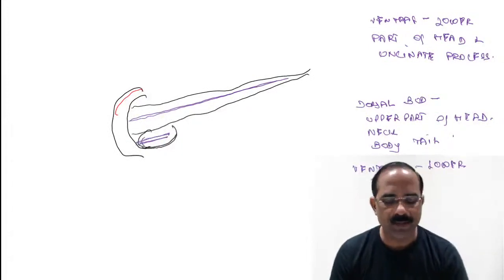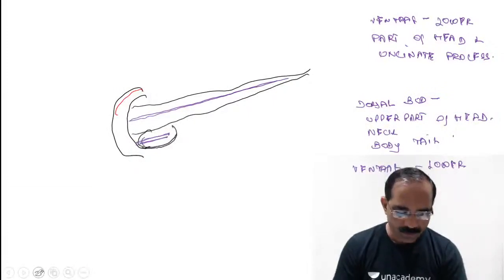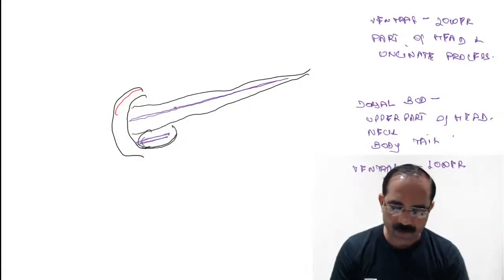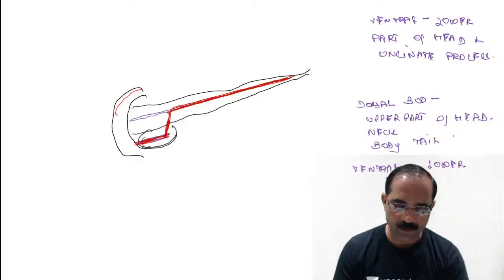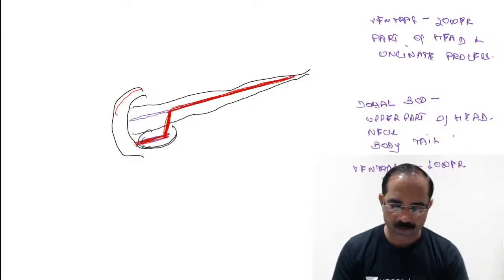Now, whose duct is this? This is the duct of dorsal bud. This is the duct of ventral bud. Okay. How's the main pancreatic duct formed? The main pancreatic duct is derived from the duct of the dorsal bud, the duct of the ventral bud, and the anastomosis between them.